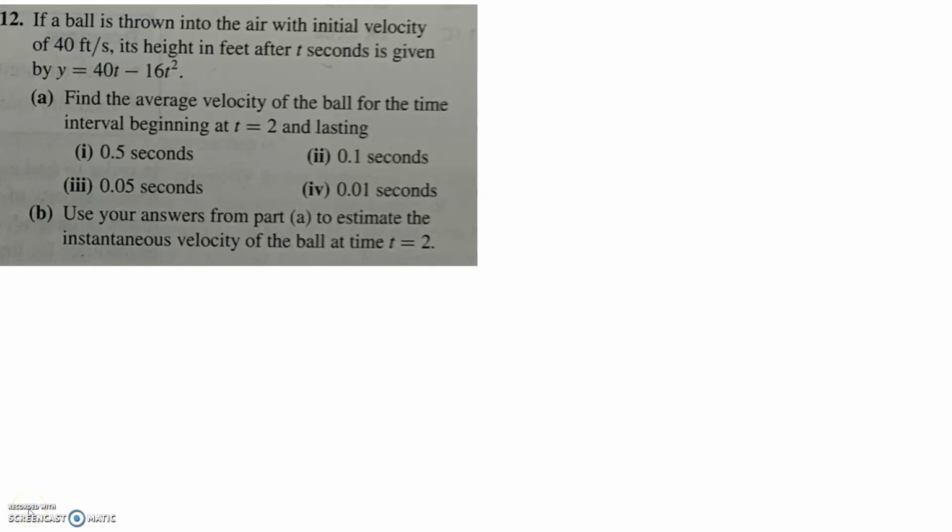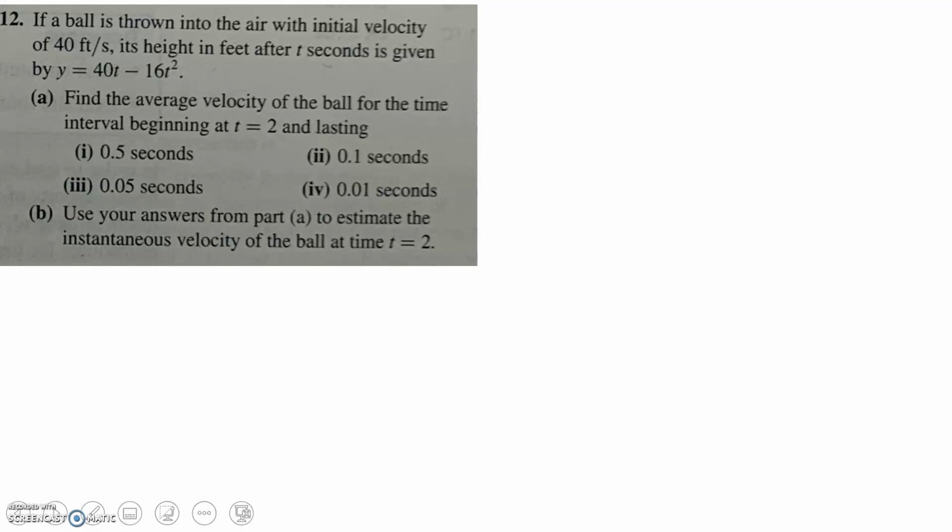All right, number 12. If a ball is thrown into the air with an initial velocity of 40 feet per second, its height in feet after t seconds is given by y equals 40t minus 16t squared. Find the average velocity of the ball for the time interval beginning at t equals 2 seconds and lasting 0.5 seconds, 0.1 seconds, 0.05 seconds, and 0.01 seconds.